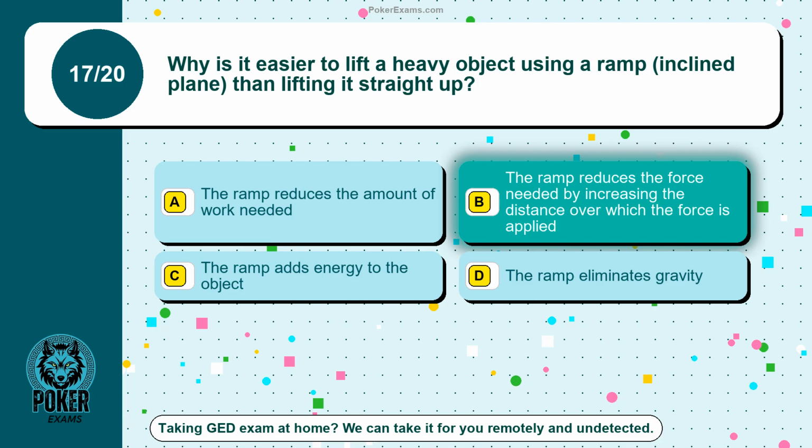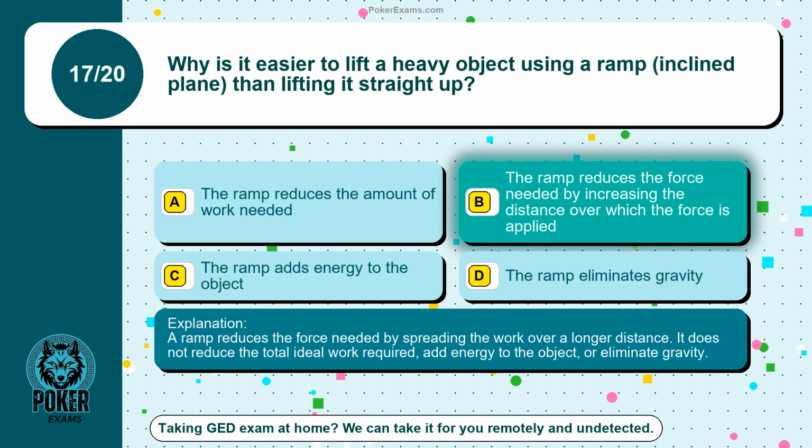The ramp reduces the force needed by increasing the distance over which the force is applied. A ramp reduces the force needed by spreading the work over a longer distance. It does not reduce the total ideal work required, add energy to the object, or eliminate gravity.